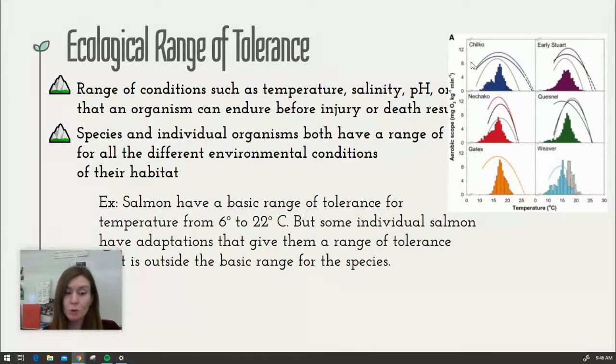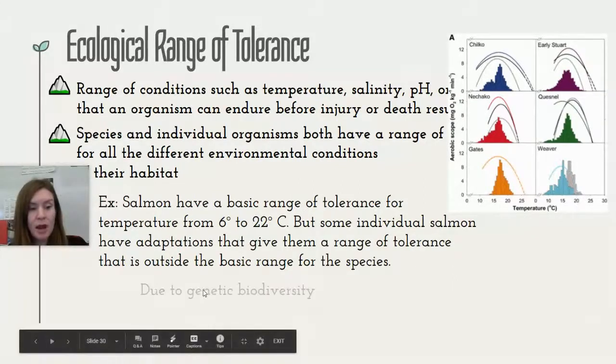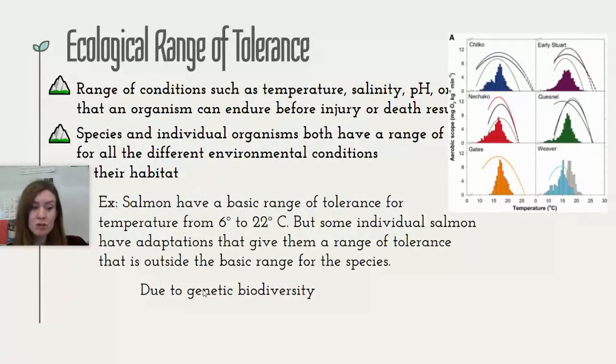So as you can see, there's some variations within the subspecies. Even though they're all in the group salmon, you have these subspecies, the Chilko, the Early Stuart, etc., that have different ranges within the species. So there is variability. And why is this? This is due to genetic biodiversity. They have different gene pools that they're drawing from. There's different genes and different adaptations in some populations.